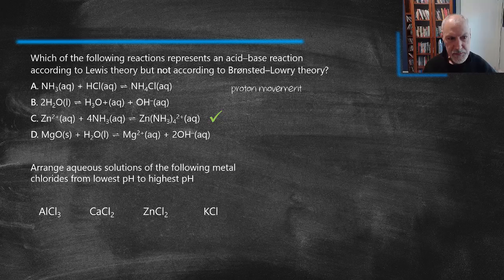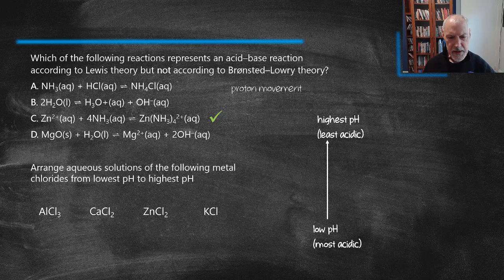In our next question, we're asked to arrange aqueous solutions of the following metal chlorides from lowest pH to highest pH. So let's begin by establishing a spectrum here. First of all, with the lowest pH, that would be the most acidic. So we're looking for something that has a high charge and a small radius. That would be my aluminum with a +3 charge. And conversely, if we look at the other end of the spectrum, the highest pH, or closest to being neutral in this case, the KCl, with potassium only having a +1 charge.